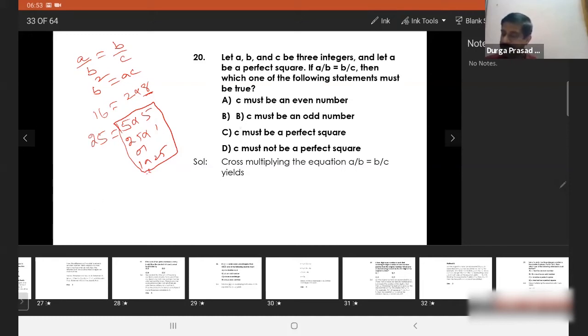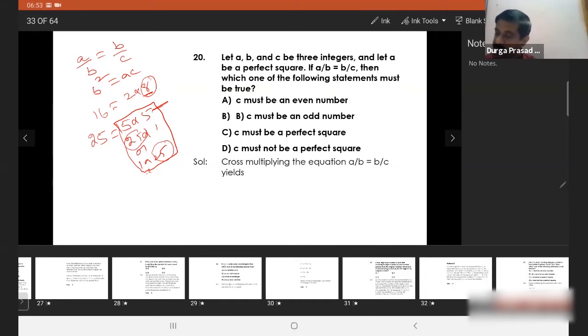So next, option B. C must be an odd number. Not necessarily odd, you see. Here we got even, so that is wrong. C must be a perfect square, not compulsory. You see, this is not a perfect square. With this example, it is not a perfect square. C must not be a perfect square, he says. That is also not true, because here, this is a perfect square.